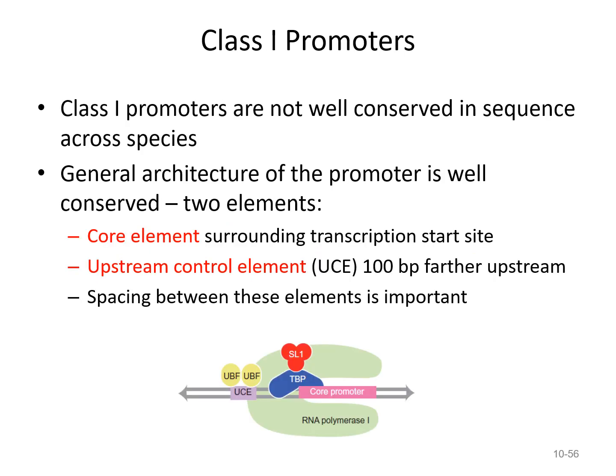Then the class 1 promoter is bound by RNA polymerase 1. The class 1 promoters are not well conserved in sequence across species. They have the core element surrounding the transcription start site, which is bound by the TBP, TATA binding protein, and SL1. There is also the upstream control element, UCE, which is 100 base pairs further upstream.